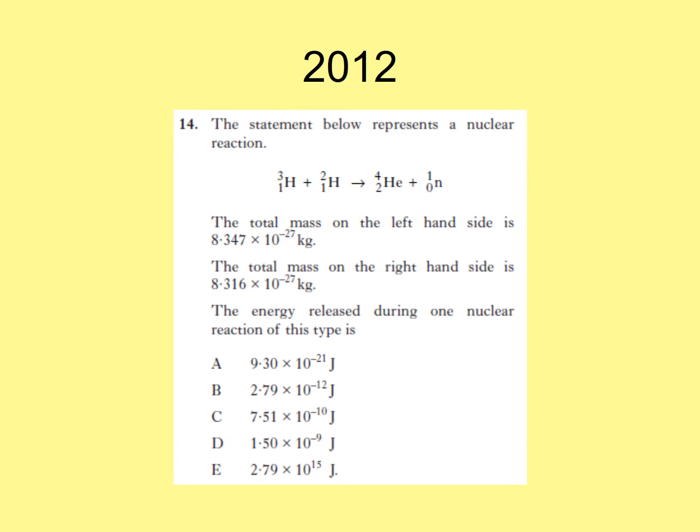2012, here a statement represents a nuclear reaction. We're given the mass on the left-hand side, the mass on the right-hand side. Again, we work out the difference in the masses and apply the equation E is equal to mc squared, giving us a value of B, 2.79 times 10 to the -12 joules.